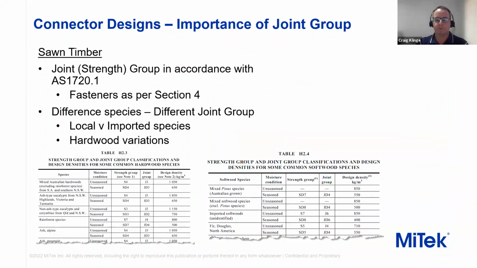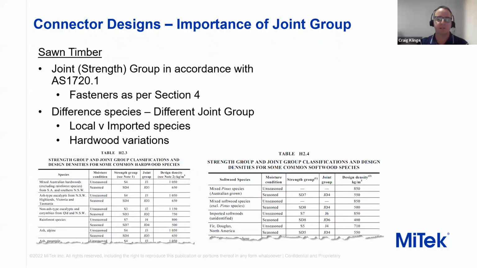So once you have all of your adequate connections, the next important step to understand is the importance of the joint group of the timber you're actually working with. With sawn timber, it's fairly easy. AS 1720 provides tables for the joint groups of all the various timber species, and these can be used in direct calculations with the fixing strengths.